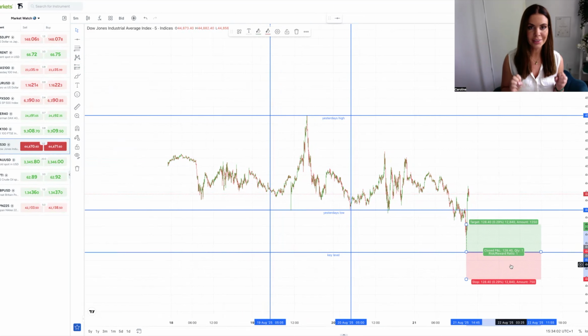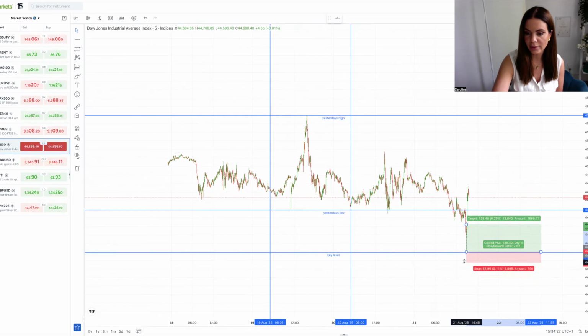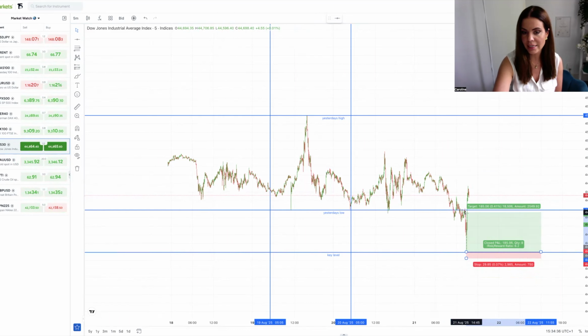This helps me to visually map my trade on the chart. Really helpful, especially when I'm using key levels, so that I know where my stop loss and my take profit are in relation to key levels. So say, for example, this was my entry and I did a standard stop loss of around 30 points.